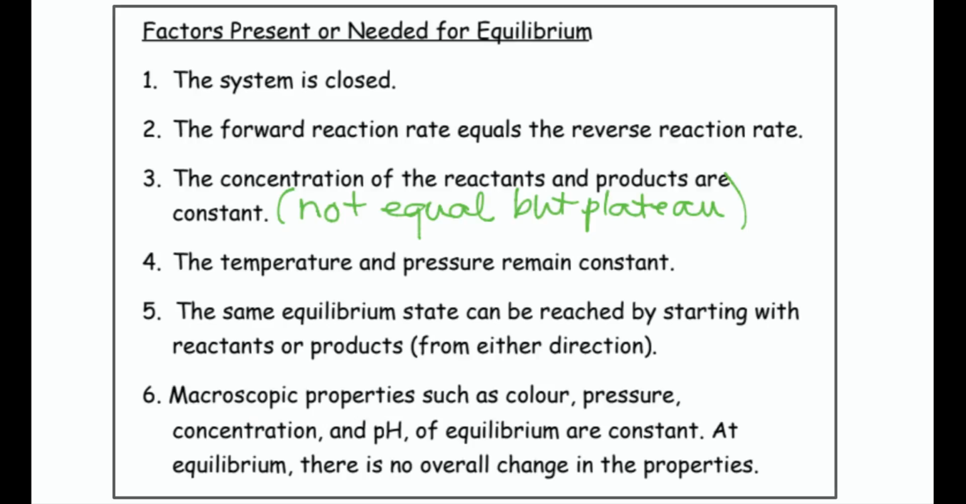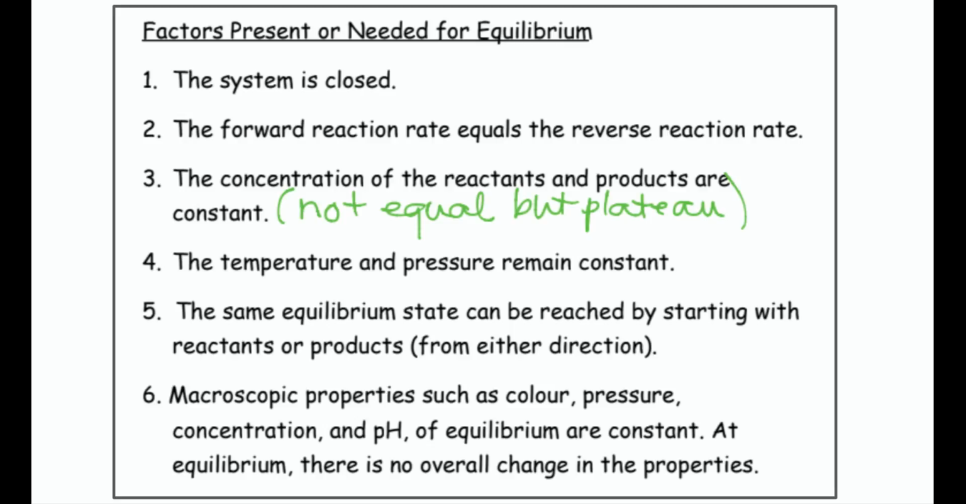When you are at equilibrium, the concentration of reactants and products are constant. When we say constant, we don't mean that they're equal, because they're probably not equal, but they're plateaued like we've seen in that image. Temperature and pressure have to remain the same. And this is a big one here for number 5. An equilibrium can be reached by starting with the reactants or the products. So what that means is you can get to equilibrium from either direction.